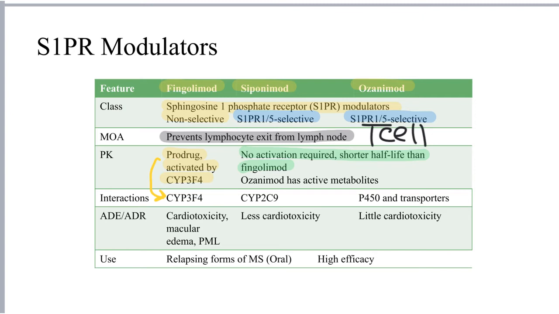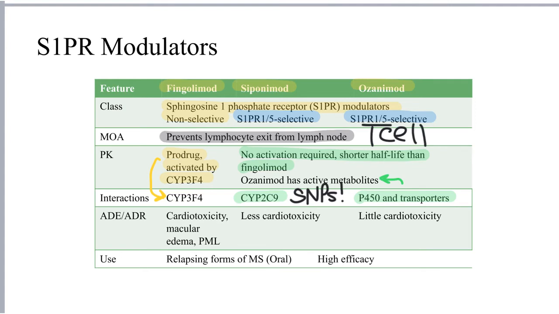Siponimod is subject to interactions via the cytochrome P450 2C9 enzyme, and therefore, again, drug interaction and in this case, polymorphism data should be consulted whenever siponimod is administered. Ozanimod does serve as a substrate of several P450 enzymes as well as drug efflux transporters, and therefore a drug interaction database should be consulted with use of this drug as well.